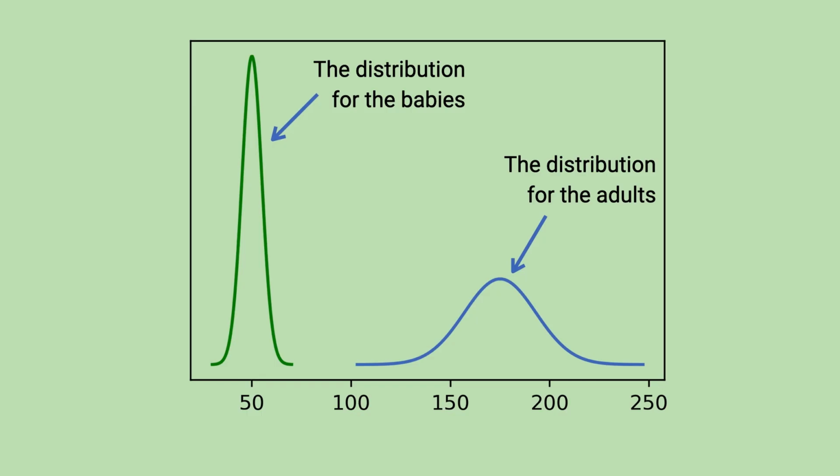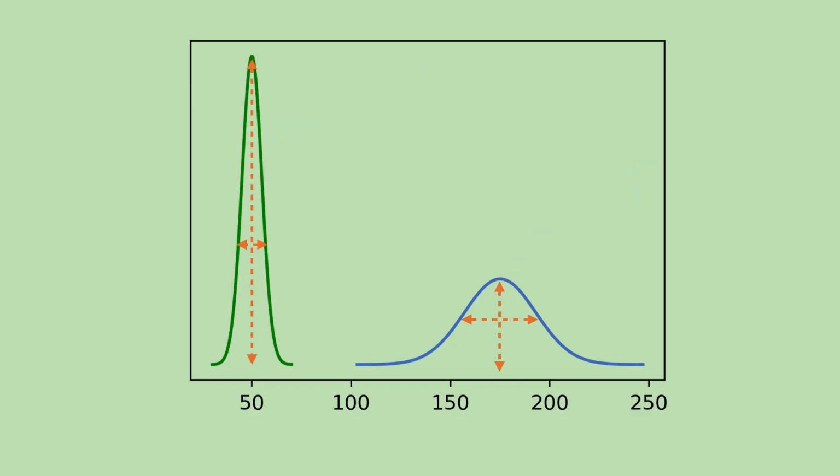Why does this happen? Because the deviation of baby's height from the mean is much smaller than the deviations in the adult's height. So, clearly, the height and the width of the normal distribution are defined by the deviations of observations from the mean. That is called standard deviation. And the standard deviation of the height in adults is greater than in the babies.